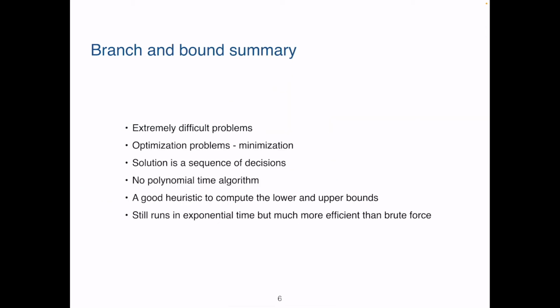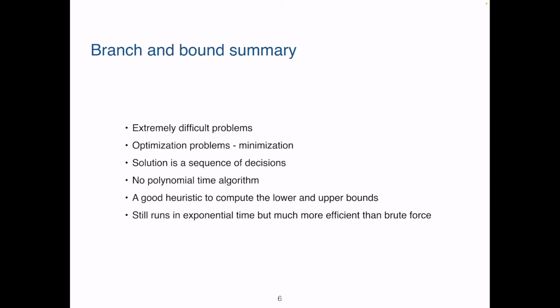After seeing 4 example problems, now let's summarize branch and bound. It is often used to solve extremely difficult optimization problems, typically minimization problems. However, we can easily convert a maximization problem into a minimization problem. The solution to these problems can often be formalized as a sequence of decisions, so we can branch out and extend a partial solution by one decision at a time.